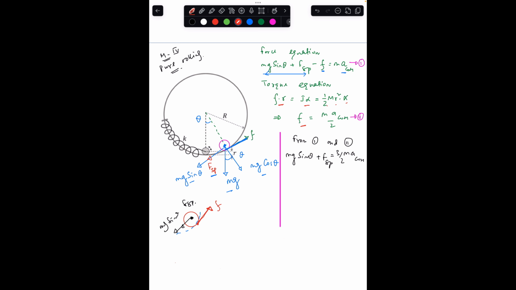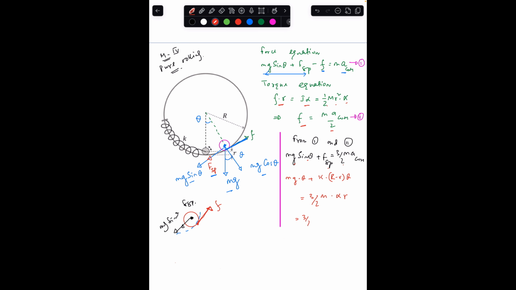F is equal to how much did you get? m into a center of mass by 2. So mg sin theta plus F spring is equal to 3 by 2 mass into acceleration of center of mass. Again, I can write mg into theta plus spring force is equal to how much? k into x. x is equal to, already we got, (R minus r) into theta, that is equal to 3 by 2 mass into acceleration of center of mass. Acceleration of center of mass is equal to alpha into r.